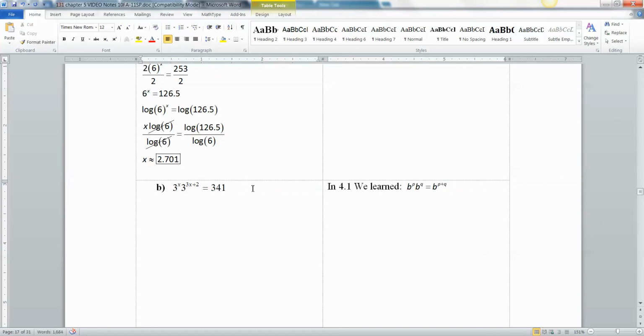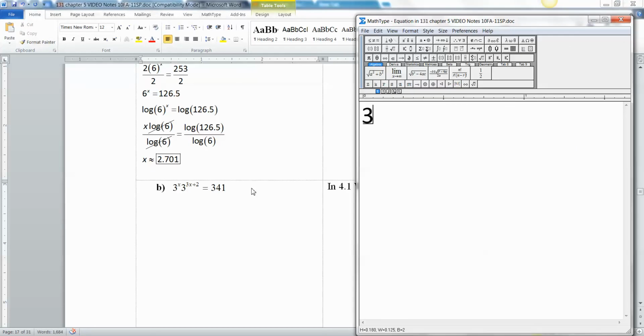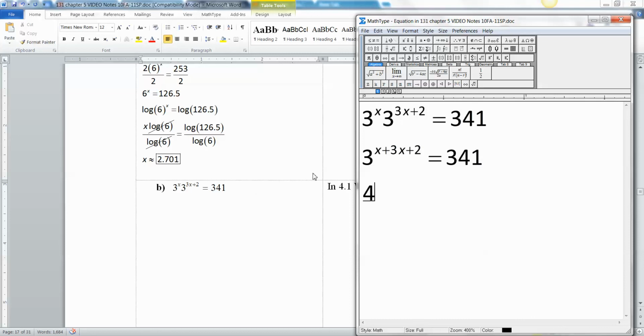Now, how is that helping us? Well, you have 3 to the x times 3 to the 3x plus 2, excuse me, equals 341. According to that property, what we can do is add these exponents, x plus 3x plus 2, equals 341, which means 3 to the 4x plus 2 is equal to 341.